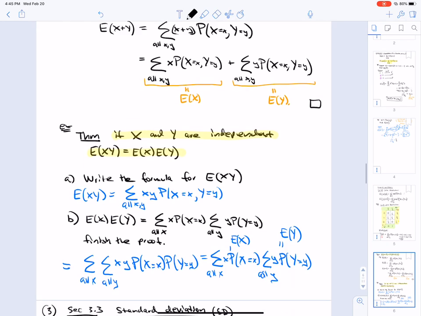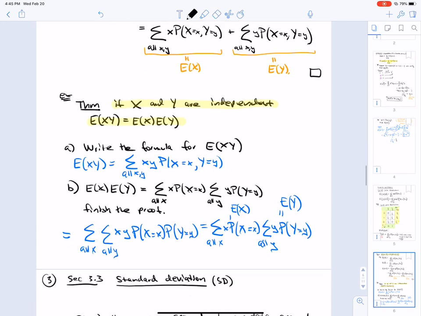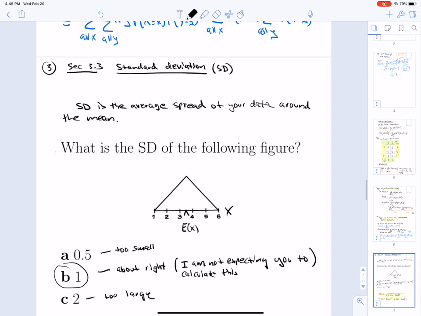and I asked you to show that if x and y are independent, then the expectation of xy is the expectation of x times the expectation of y. This again just follows from the definition and what it means to have independence, that the joint probability factors, and just some easy facts about sums. So we are done with section 3.2.